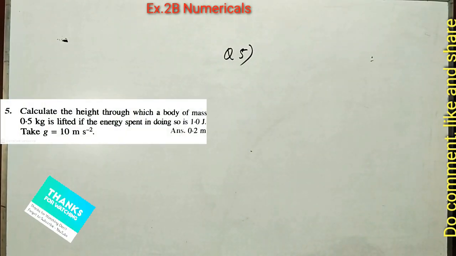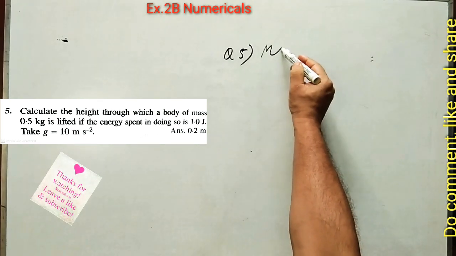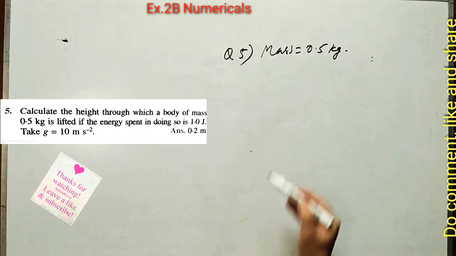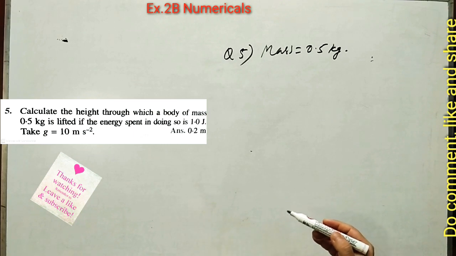Moving on to question number 5. Read the question. Look at the screen. Calculate the height through which a body of mass 0.5 kilogram is lifted if the energy spent in doing so is 1 joule. The value of g is 10 meter per second square. So read the question, collect the data. That's the first duty. The mass of the body is given as 0.5 kilogram. Clear?